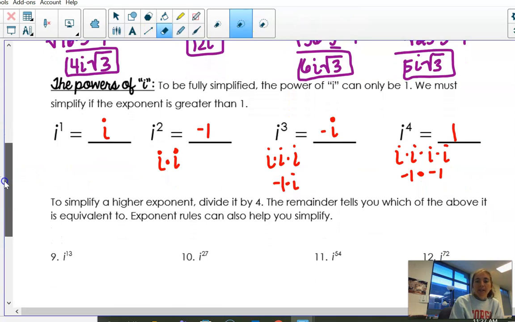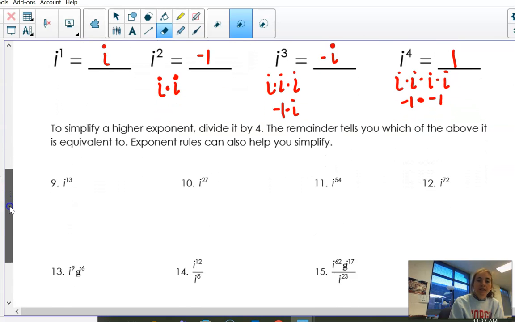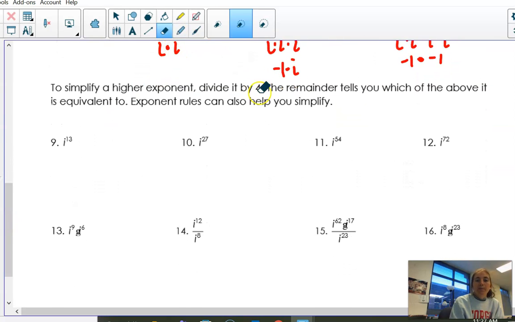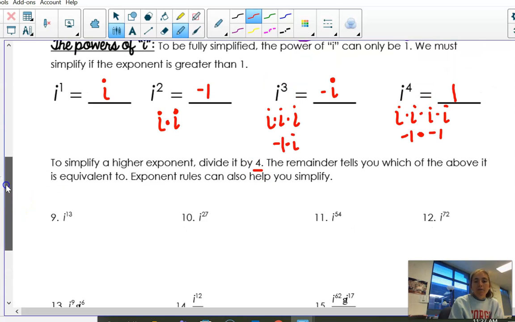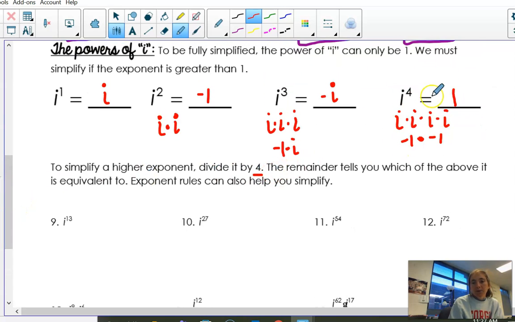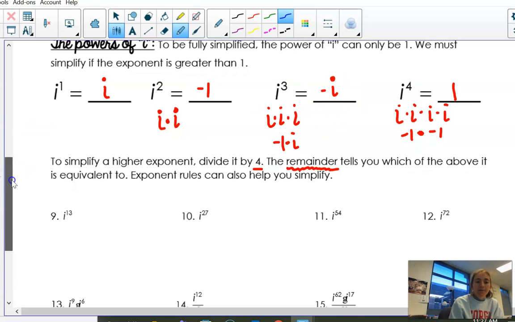So when the exponent is greater than 4, we just divide the exponent by 4 to find out where we are in the cycle. If it goes in evenly, that means we're at i to the fourth, so it'll simplify to be +1. If it doesn't go in evenly, look at what the remainder is when you divide the exponent by 4. If the remainder is 1, we're at i to the first power. If the remainder is 2, we're at -1. And if the remainder is 3, we are at -i.